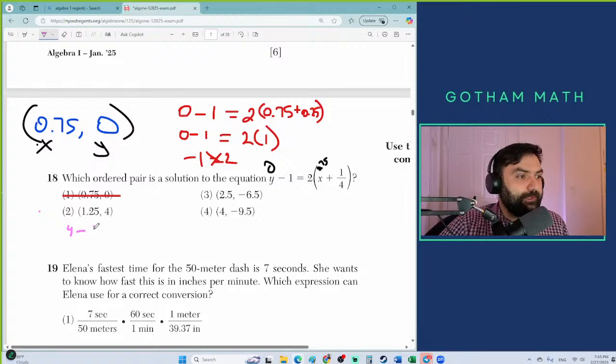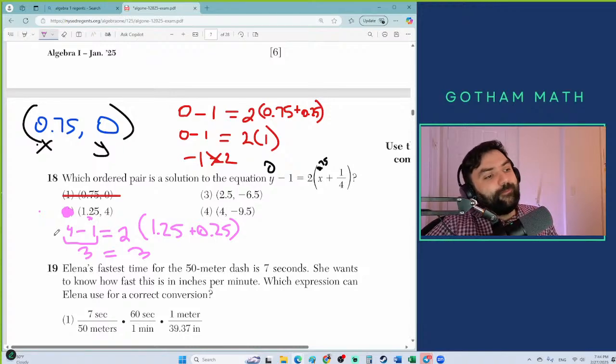4 minus 1 equals 2 times 1.25, which is X, right? Plus 0.25. 4 minus 1 gives us 3. 1.25 plus 0.25 is 1.5, times 2 will also be 3. That's the answer. Number 2 is the answer.